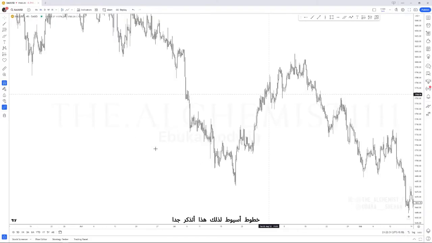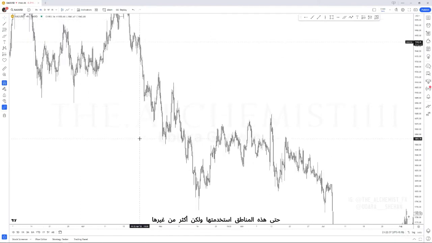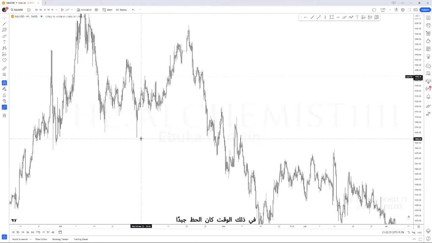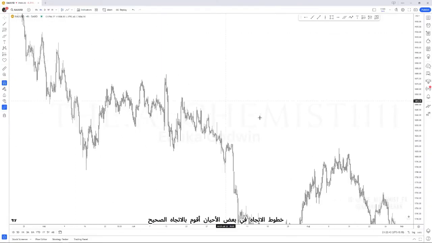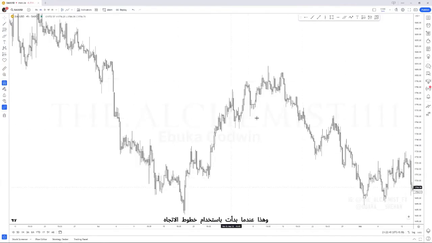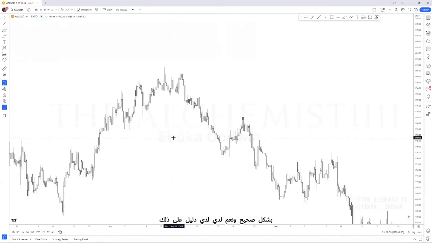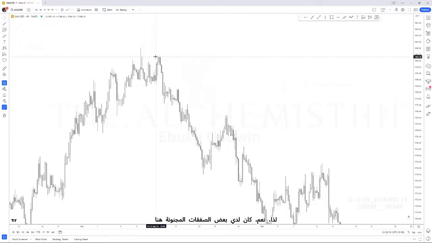So this I remember very well. This is the time when I started using trend lines properly. Even these days, I did use it, but most of the time it was luck. I was focusing on the key levels mainly, not on trend lines. Sometimes I drew proper trend lines, not all the time. But now this is when I started using trend lines properly, and I have proof as well, so no one can say it's lies. Had some crazy trades in these areas.